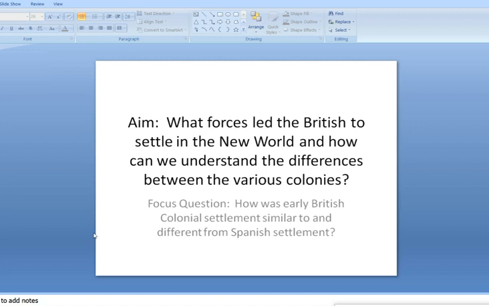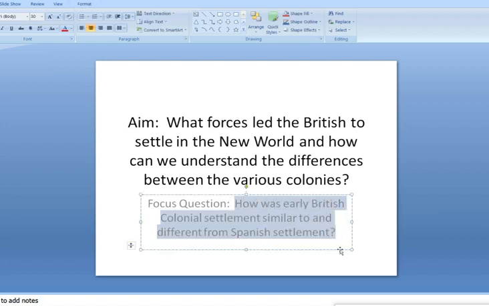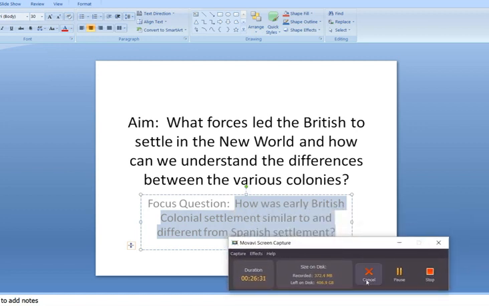Okay, that's the end of this section. Remember, the focus question is, how was early British colonial settlement similar to and different from Spanish colonial settlement? And that will be due tomorrow.